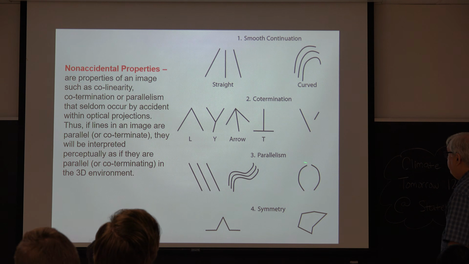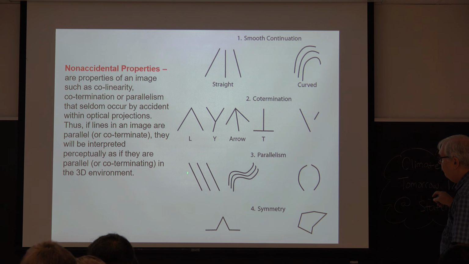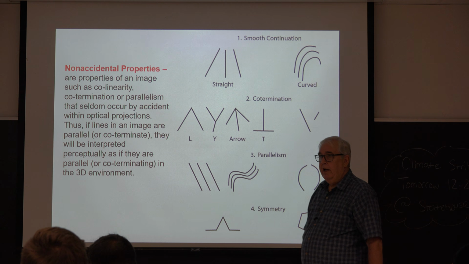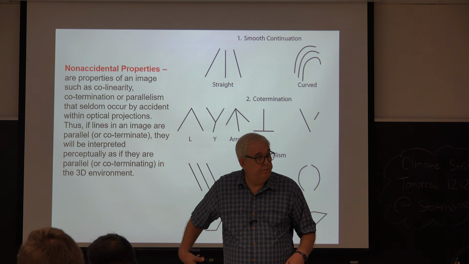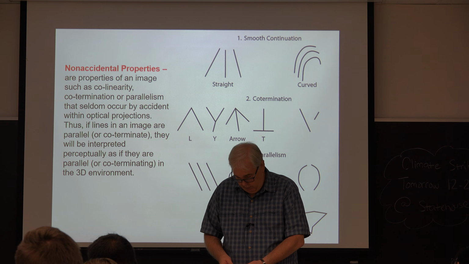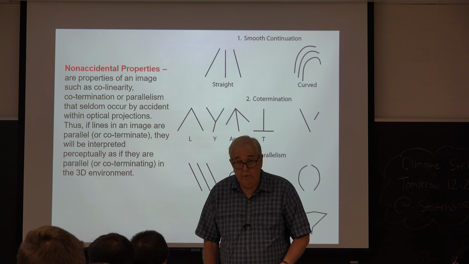And then finally, we have parallelism. This one's a little less general, but the idea is if you see parallel lines in the image, you're going to assume that they're parallel in the world. Another example of non-accidental property.